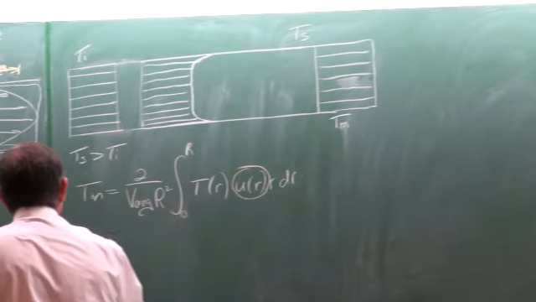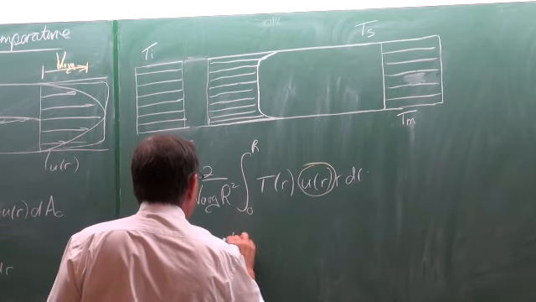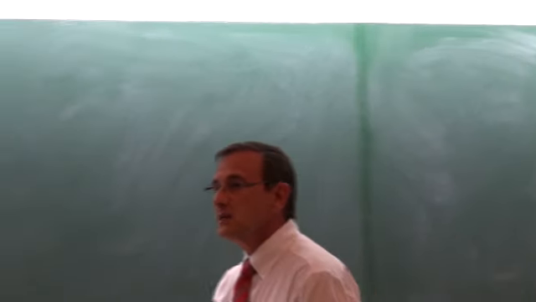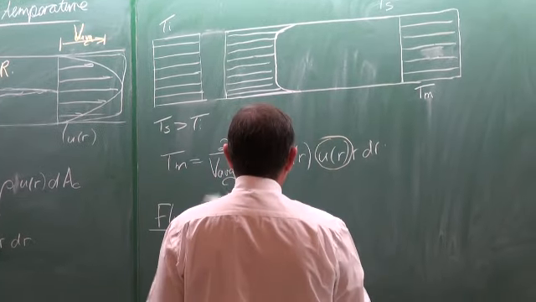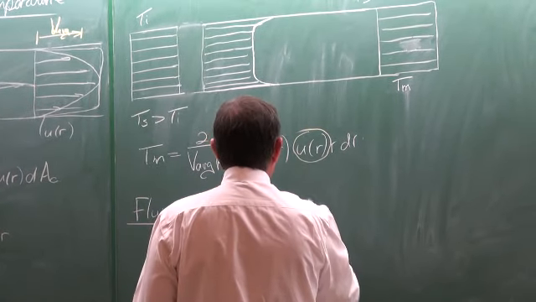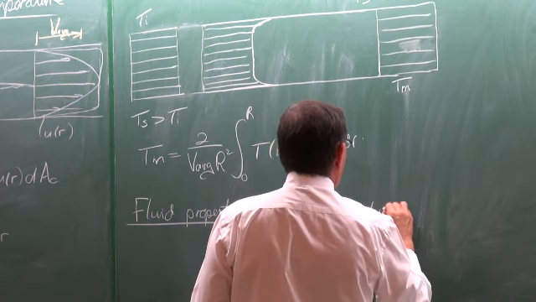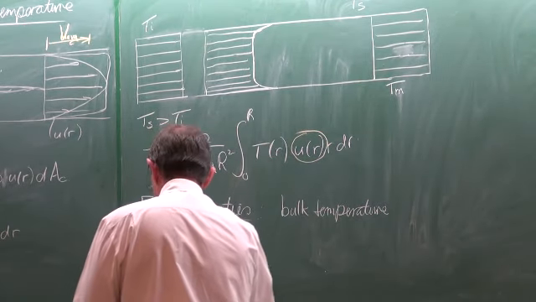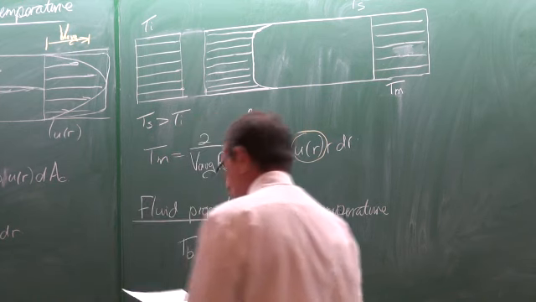And what we normally also do is we say that the fluid properties we are normally interested in are the density, the viscosity, the Cp value, the Prandtl number, etc. Those properties we calculate at the bulk temperature, where the bulk temperature is equal to the inlet temperature plus the outlet temperature divided by 2.